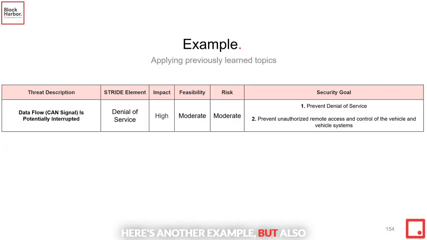Here's another example, but also including a few other aspects we covered of the TARA, like impact and feasibility. The threat description is data flow can signal is potentially interrupted. The STRIDE element is denial of service. The impact is high, visibility moderate, risk moderate. Under security goals we have prevent denial of service and prevent unauthorized remote access and control of the vehicle and vehicle systems. The next slides will be those references I mentioned in the beginning of this video that should help you with thinking about attack types and techniques.